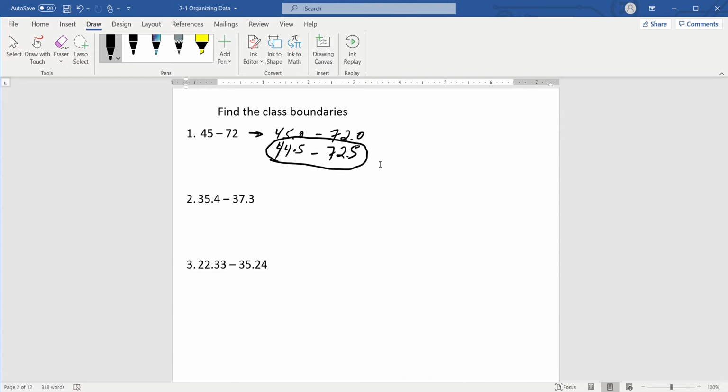Now the next one we have is 35.4, so I will need to add a decimal. So 35.40, and that is going to go to 37.3, but I need to add a decimal, which would be 37.30. Now you might notice, or I hope you picked up on how I'm verbalizing these numbers.